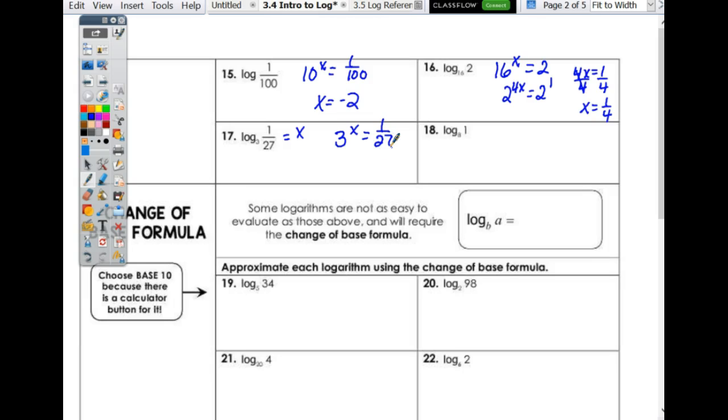So 3 to the what power gives me 1 over 27? So first of all, 3 to what power is 27? 3 to the third, and then we want it negative to move it to the bottom. So here I have 8 to the x equals 1. What does x have to be? There's only one choice. 0, because everything to the 0 power is 1.